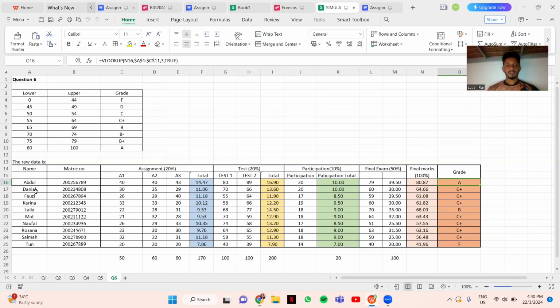So I calculated for everyone using the same method. As you can see, I use the same formula. All the methods are the same. You can look at the formulas. I use VLOOKUP, as I mentioned before, for these grades.